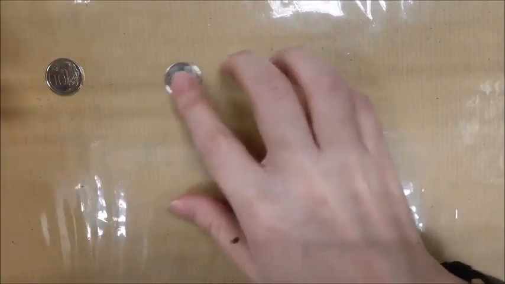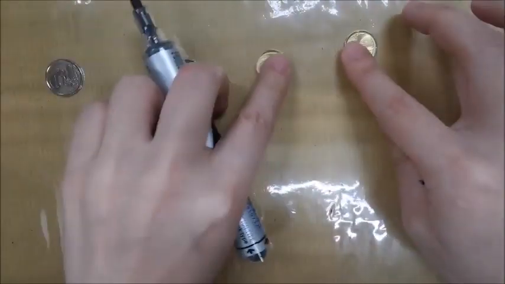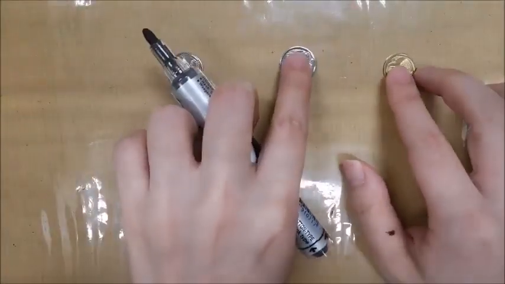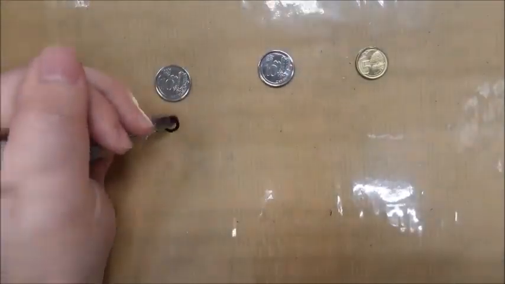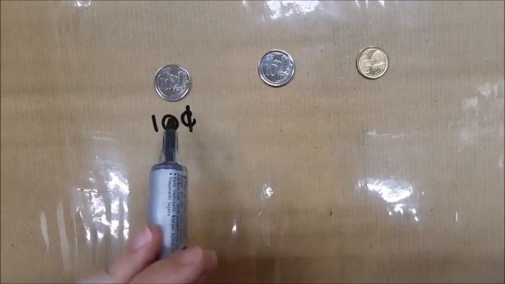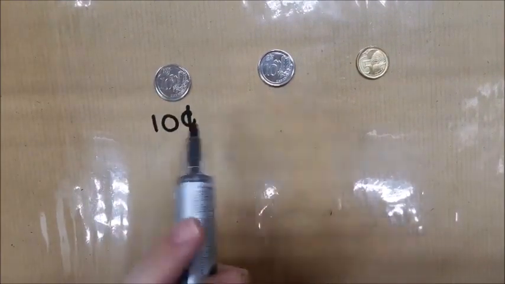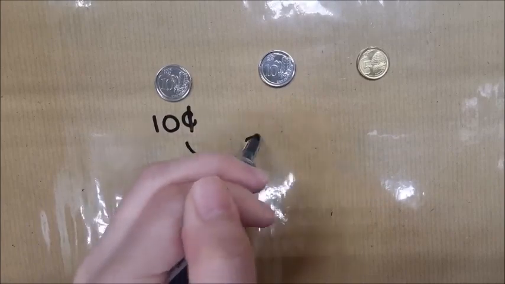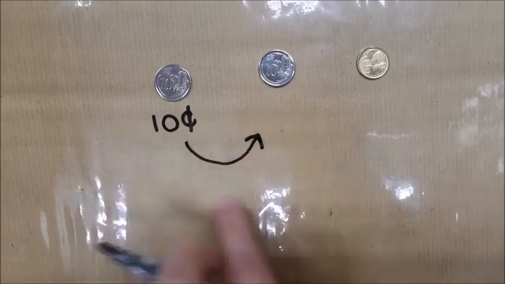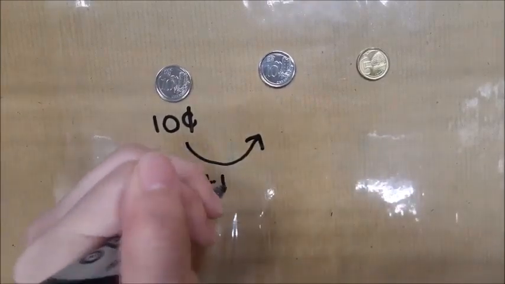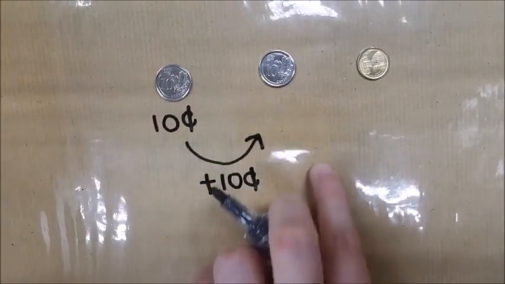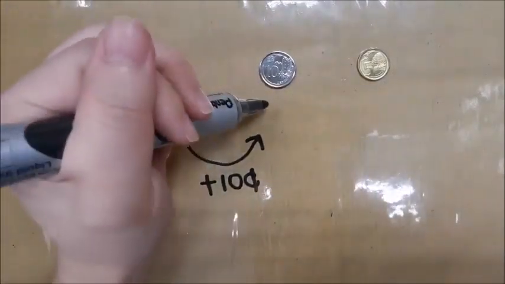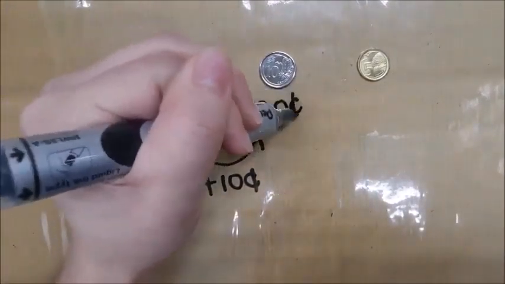But what if you have many, many coins in a row? Let's say I have this number of coins. You can say this is a 10 cent coin and you want to plus the next coin. The next coin is 10 cents. So you can draw an arrow like that to say I'm going this way and you can say plus 10 cents. 10 cents plus 10 cents, how much is over here now? You have 20 cents.